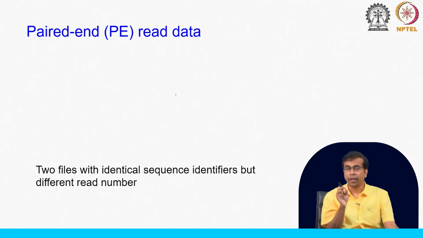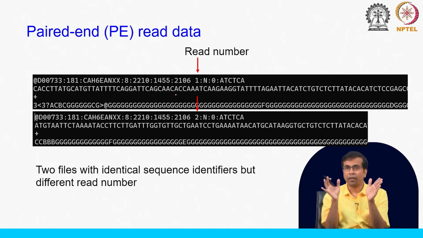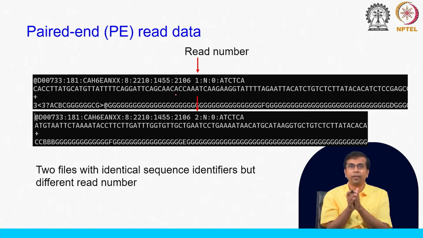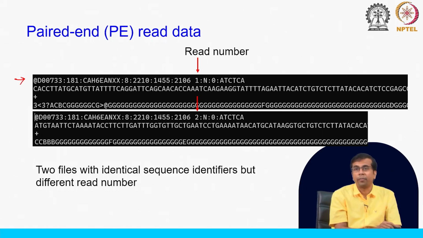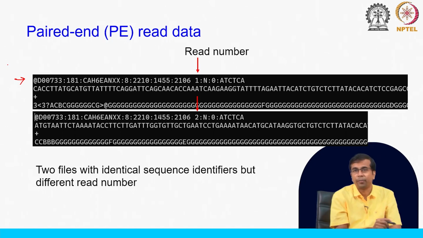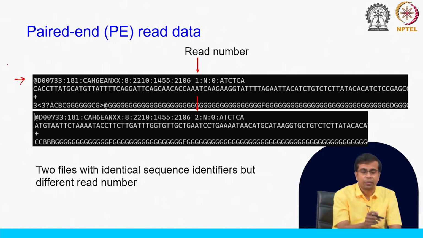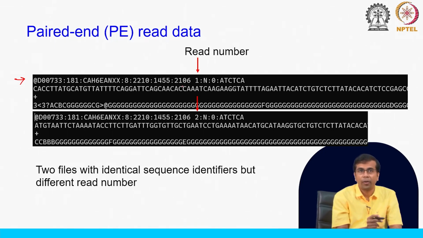So, let us look at how this paired end data would be different. Here is an example; I am just showing part of the read data, so that is why the length is different, otherwise the length would be identical. This is the first of the pair. Sometimes we call them mates also, so this is mate 1, mate 2. This is the first of the pair, where you see the header line and the read number given as 1.